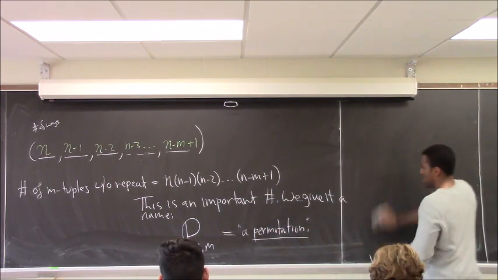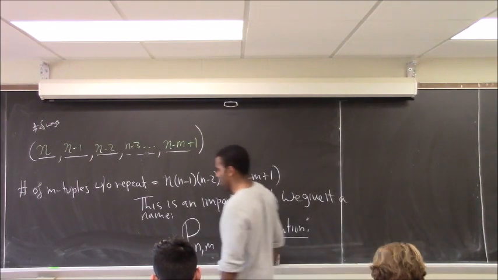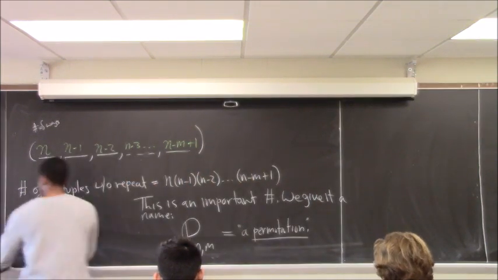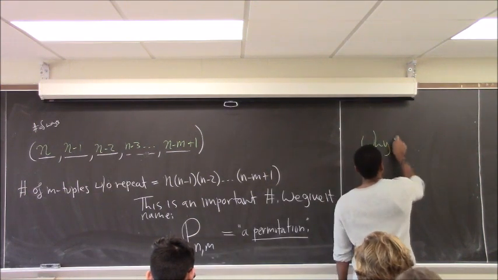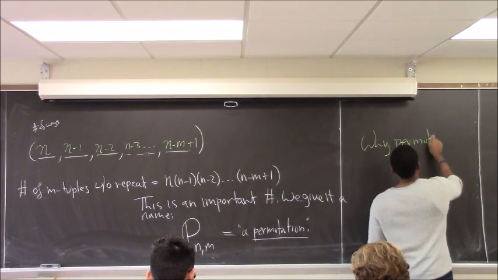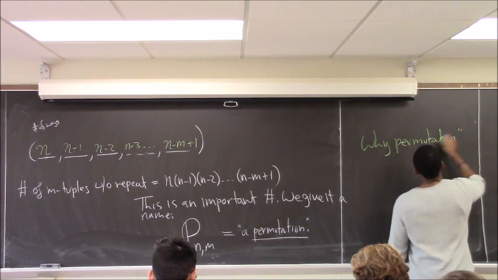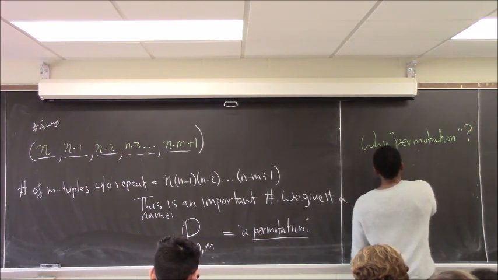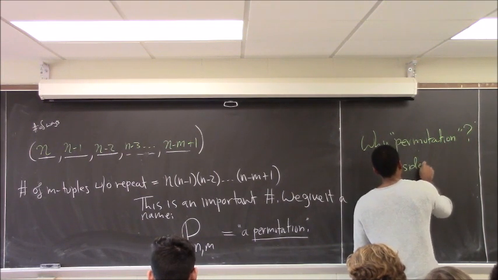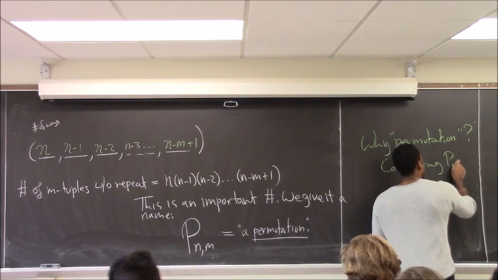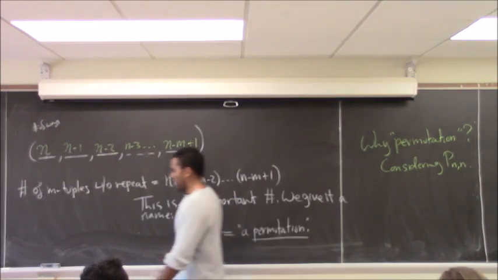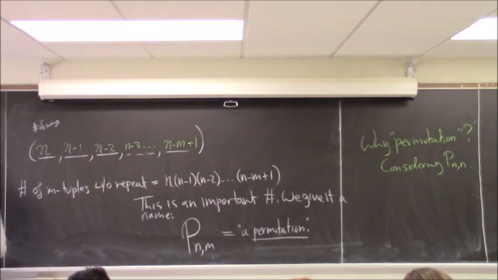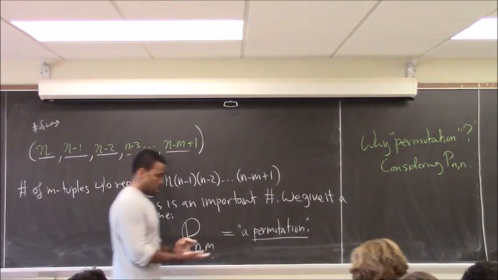Why is it called a permutation? We will reveal next time. Next time we'll see why it's called that by considering P of n comma n. And it'll be clear why it's called a permutation. We'll stop there. We'll pick up on it first.